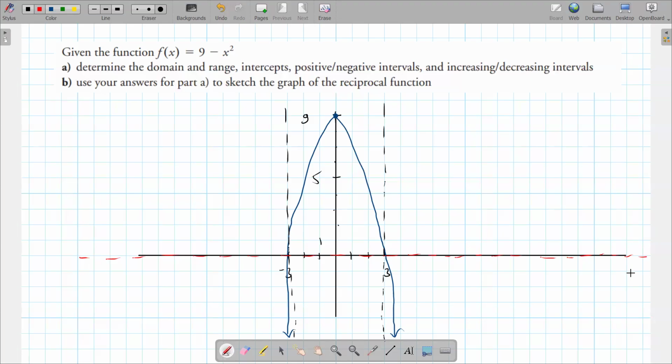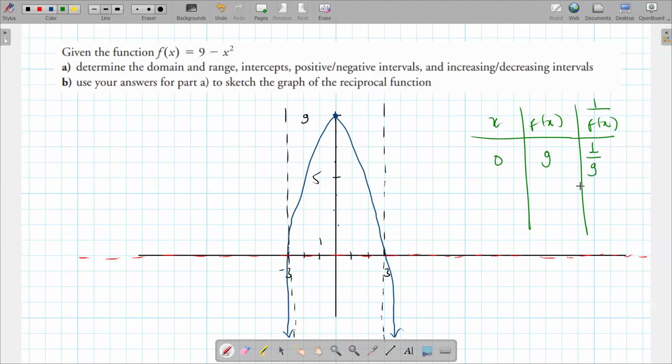So the one point though you can't be lazy about is the y-intercept. So that point is 9. What does that point become on the reciprocal function? So this is what I mean. Right now at x equals 0, f of x, the y-intercept, is 9, right? On the flipped function, what does that point become? And again, it's easier than you think. All you do is you do 1 over it, right? Look at this. It becomes 1 over 9. You get that?